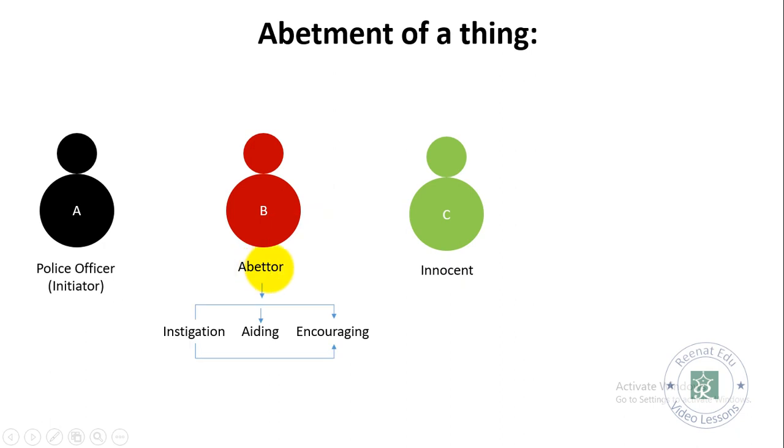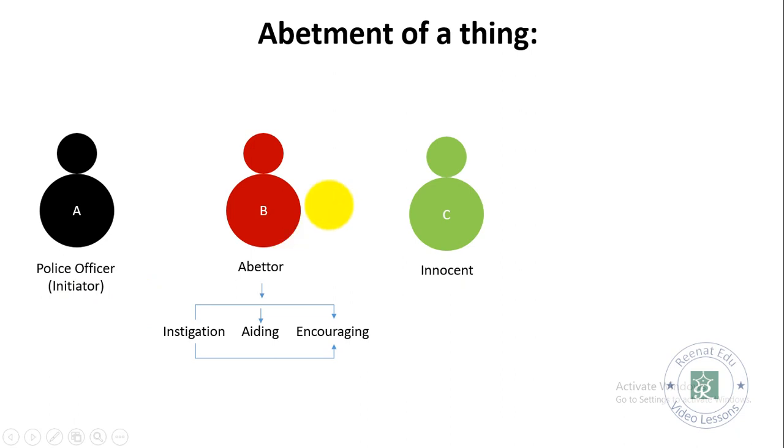So abetment is always done with three elements in any case. Number one is instigation, number two is aiding, and number three is encouraging. These are the three factors that the abettor always does. These three factors are measured in terms of their crime rate and various situations, and they punish accordingly for the abetment. And the initiator is also punishable according to the respective sections.